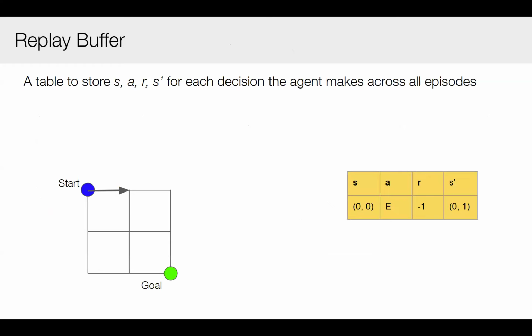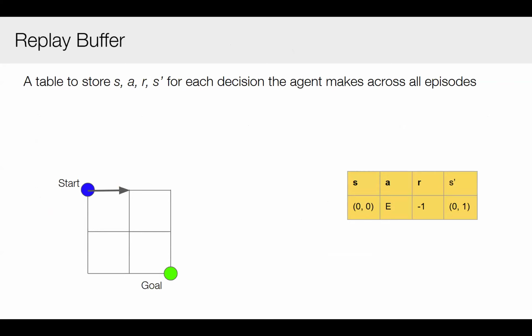Cool. So one way we can do this is by using what's called a replay buffer. A replay buffer is basically just a table that stores our state, action, reward, and S prime, so our future state, for every decision the agent makes across all episodes. So over its entire training process, this is going to store every single decision the agent makes.